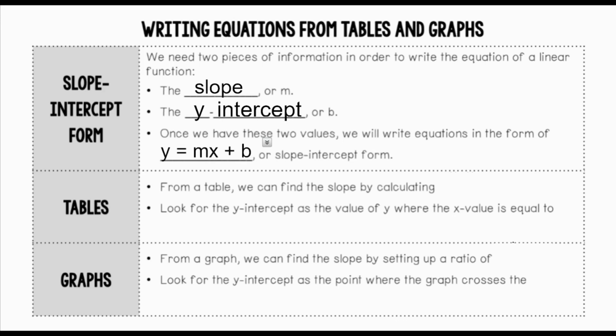Now from a table, we can find slope by calculating the change in y over the change in x. So we take two values of y and subtract them, and their corresponding x values and subtract those. Then we take the change in y and divide it by the change in x. We look for the y-intercept as the value of y where the x value is equal to 0. Now from a graph, we find the slope by setting up a ratio of rise to run. We look for the y-intercept as the point where the graph crosses the y-axis.